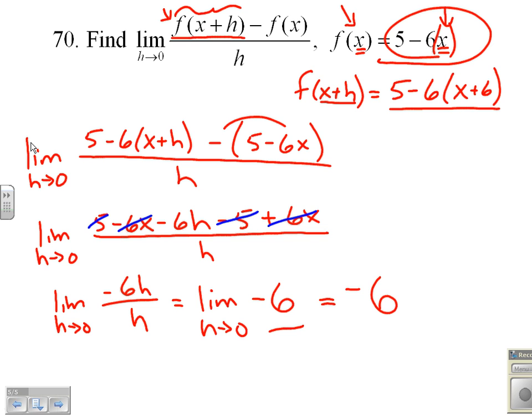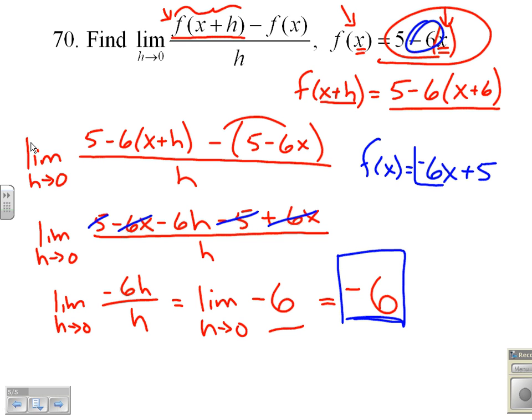Now we're going to have some discussions in the coming days on why it should not be a surprise that if I look at f of x in a cleaner perspective, it shouldn't be any surprise at all to us that this formula leads us to the slope of that line.